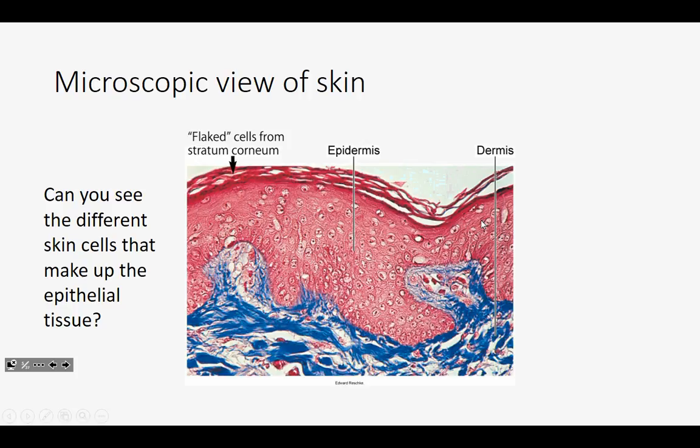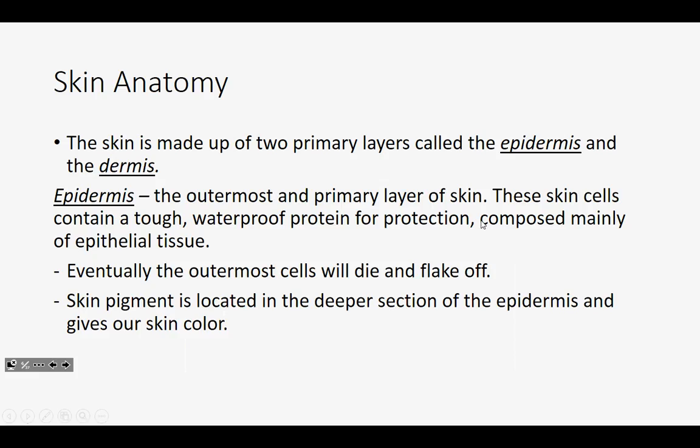Can you see where the individual little cells are here in the epidermis? Those are epithelial cells. They look like pockets almost, and you can see the nucleus inside, the center part of the cell. Microscopically, that's just what our skin looks like. So there are the two primary layers, the epidermis and the dermis, with the epidermis being the outermost layer, where cells die and flake off.